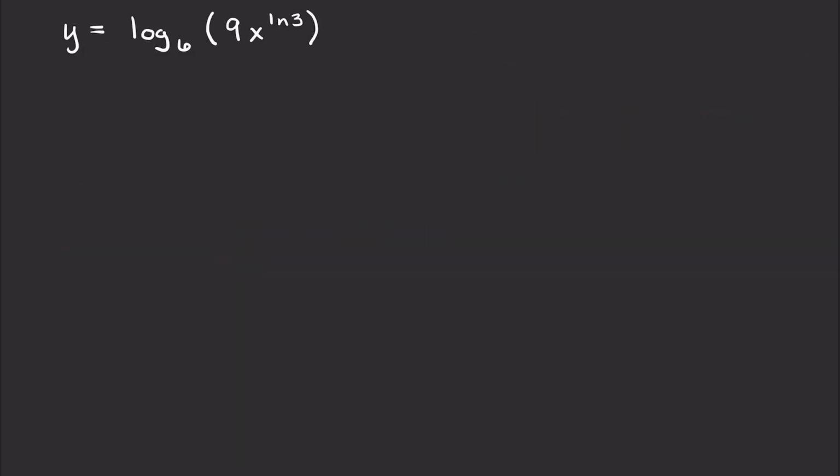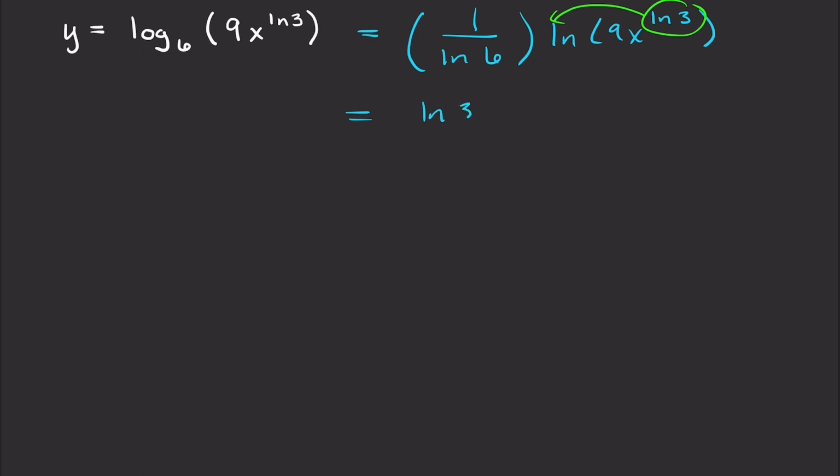In our last function, we have y equals log base 6 of 9x raised to the natural log of 3. So we can rewrite this as 1 over the natural log of 6 times the natural log of the argument, which is 9x raised to the natural log of 3. So now we can use the properties of natural logs to bring this exponent out front. So this will become natural log of 3 over the natural log of 6, all times the natural log of 9x.